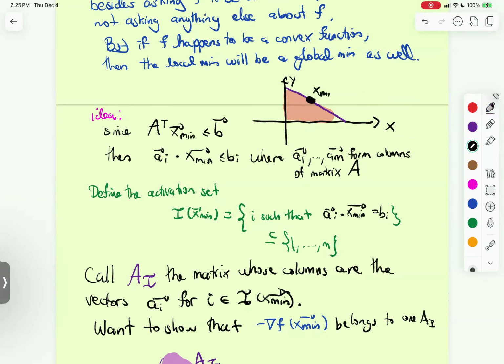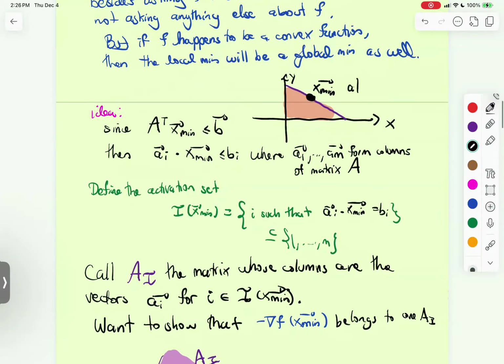if this is where the local min occurs, that means the local min is satisfying the equation that defines the hypotenuse. The equation of the hypotenuse is being turned on, activated, at that min. Let's say this inequality could have been x plus y less or equal to 1, and so at the min, x plus y equals 1. That inequality would be activated.